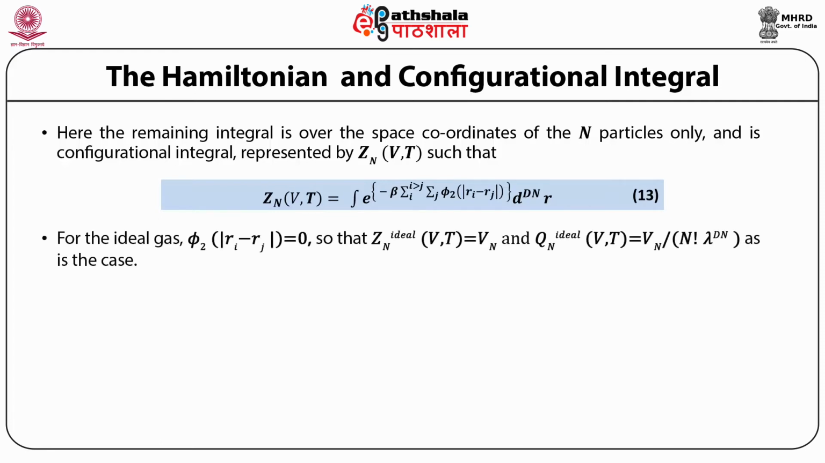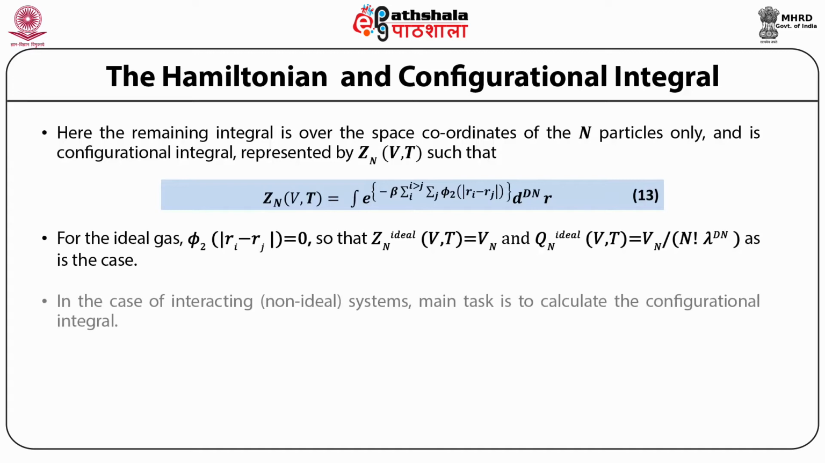For the ideal gas, phi 2 as a function of Ri minus Rj is equal to 0, so that Zn ideal as a function of V and T is equal to V raised to power n, and the partition function for an ideal gas, that is Qn ideal as a function of V and T, is equal to V raised to power n divided by n factorial lambda raised to power dn, as is the case. In the case of interacting non-ideal systems, the main task is to calculate the configurational integral.